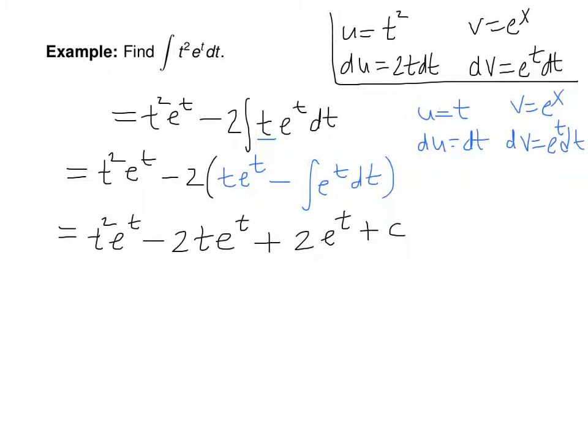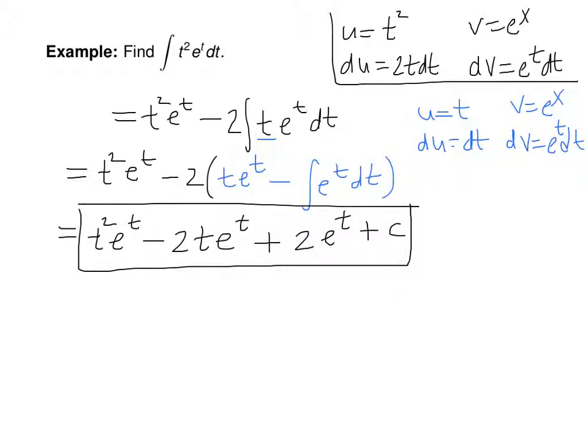Now, because the power on t squared was 2, we had to do 2 iterations of this process. Had that been t cubed, there would have been 3 iterations of the process. T to the 4th, there are 4 iterations, and that would be cruel. But it is important to understand that you can repeat this process until you reduce the integral to something quite simple that you can use basic antidifferentiation rules to figure out what it is.